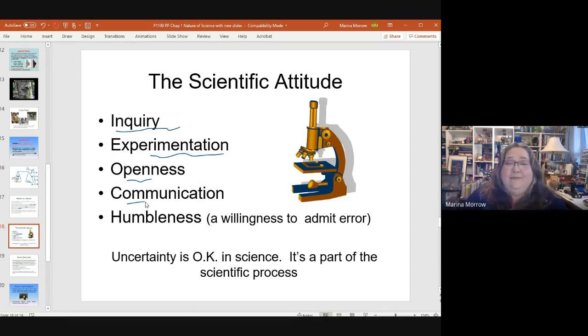Now, another one is humbleness. This is a strange one, you might think, because people always tend to think that maybe scientists are a little bit arrogant. They often do know a lot. But the willingness to admit error is also a key part of science. And anybody who doesn't have that isn't a very good scientist. They have to repeat experiments, and they have to tell the truth about them. And if they don't, they're not being good scientists because they're not progressing science.